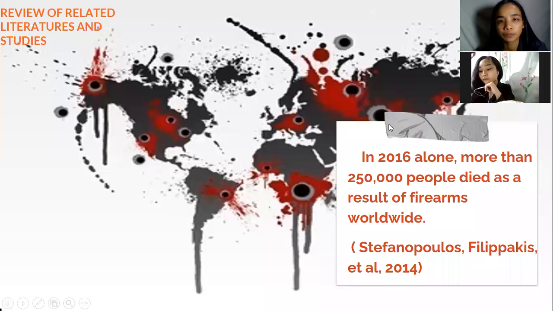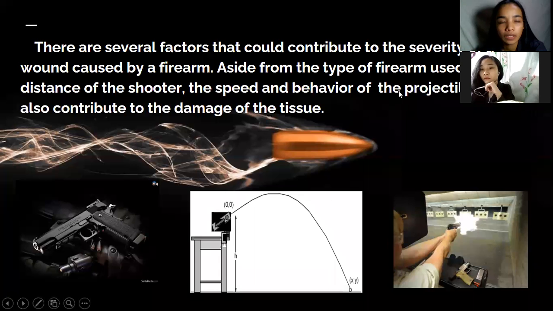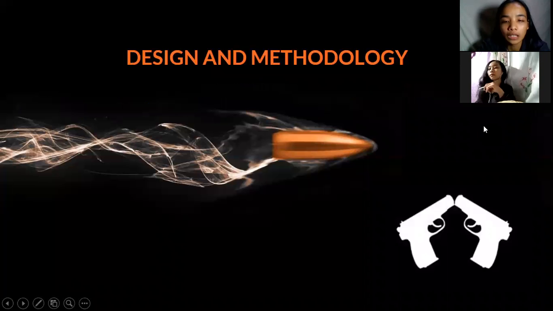damage to the tissues. In our RRL, in the year 2016 alone, more than 250,000 people died as a result of firearms worldwide. And also, there are several factors that could contribute to the severity of a wound caused by a firearm. First is the type of firearm used, second is the distance of the shooter, and lastly, the speed and the behavior of the projectile. So let's go now to our design and methodology.